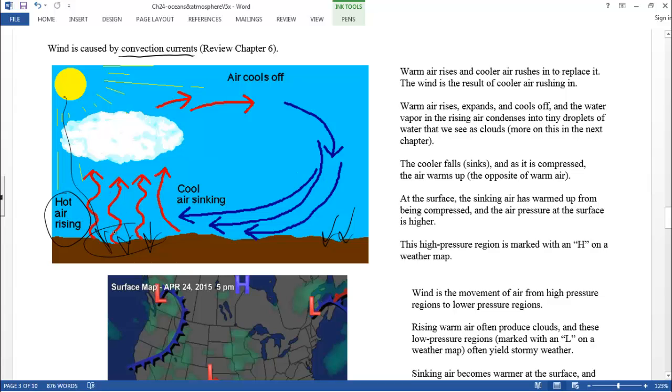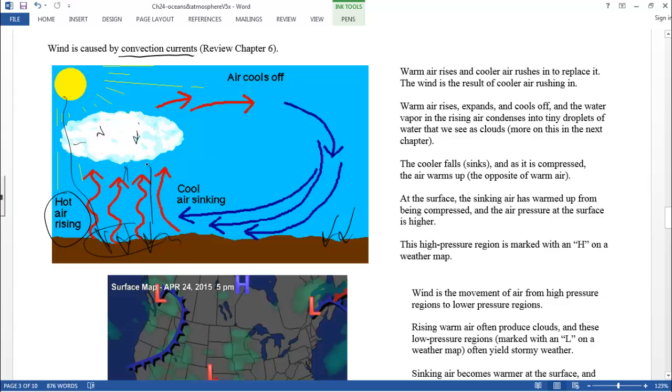Now, the sun warming the surface of the Earth will evaporate some water, so water vapor will travel up with the warm air, and as air rises, it expands and then cools off. And the water vapor that was caught up in that air is also going to cool off. And what does steam do when it cools? It turns into liquid water. And so we get tiny little droplets of water that make up a cloud.